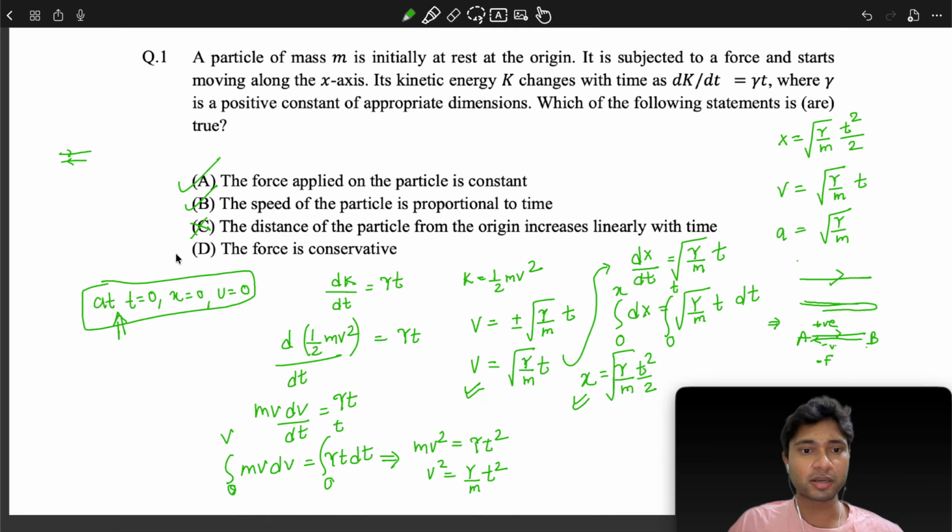So A is correct, B is correct, D is also correct. So the right options are A, B and D.